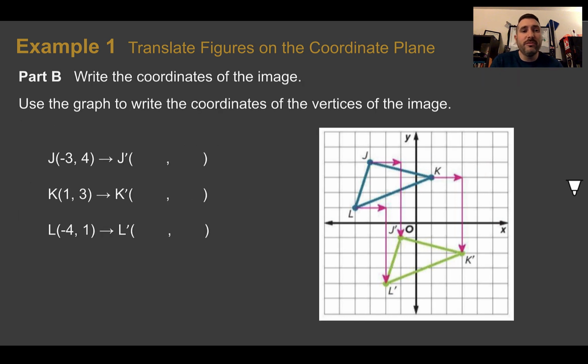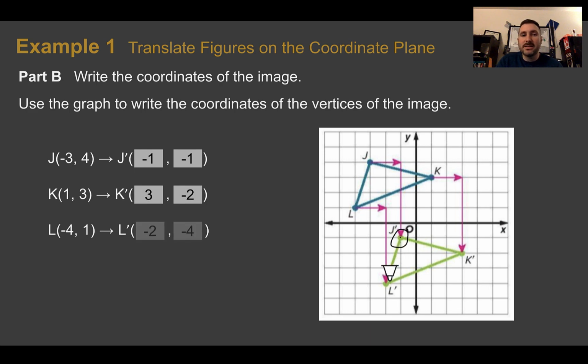Now that we've moved it, let's use our new image to write what the new vertices are for J prime, K prime, and L prime. So J prime is now down here. Where did it end up? At -1, -1. K prime is over here at 3, -2, and L prime is at -2, -4. It's going to be important to be able to figure out where the coordinates are of our moved image.